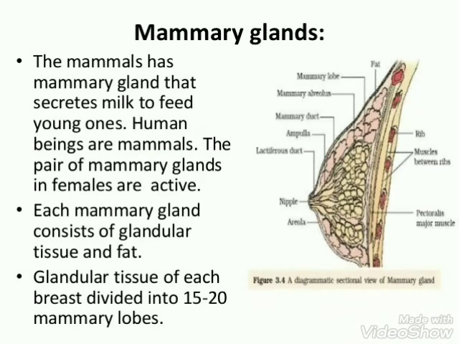Mammary gland. The human female has a pair of mammary glands known as breasts that contain glandular tissue and fatty tissue. Each glandular tissue is divided into 15 to 20 mammary lobes and each lobe consists of a group of alveoli. The alveoli open into the mammary tubules. The mammary tubules of each lobe open into a small mammary duct. Several mammary ducts join to form a wider mammary ampulla that is connected to the lactiferous duct just before the nipple through which the milk is released.